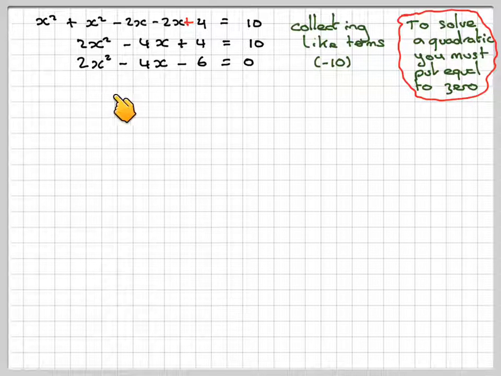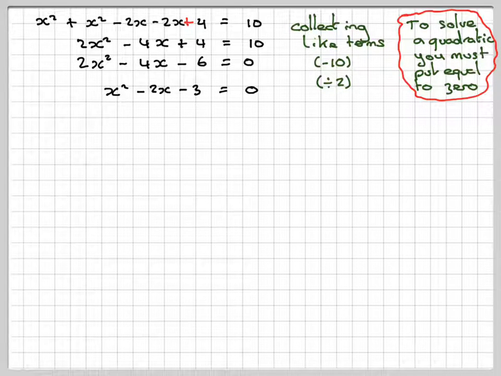Now we might notice that 2, 4, 6 and 0 are all divisible by 2. So dividing by 2, we're going to get x squared, minus 4 divided by 2 gives me minus 2x, and minus 6 divided by 2 gives me minus 3, and that's still equal to 0. So we've got down to our quadratic now, and now we need to solve it.